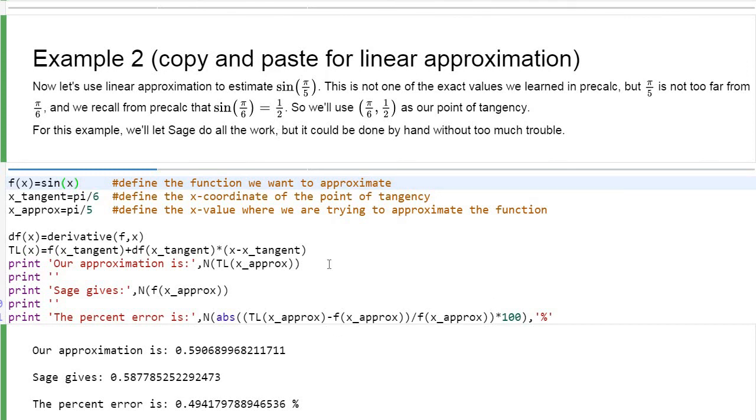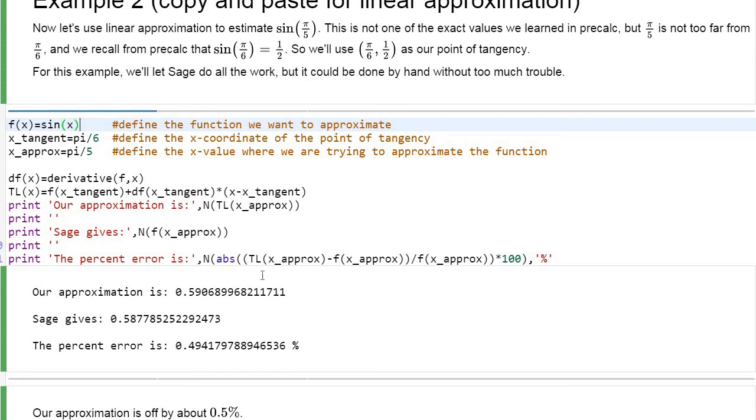Okay, so I let Sage do all the work, and here's what came out. Approximation from the tangent line, roughly 0.59. If I round this to 2 decimal places, this is the right answer, which also rounds to 0.59 if I round to 2 decimal places. The percent error here is almost 0.5%.